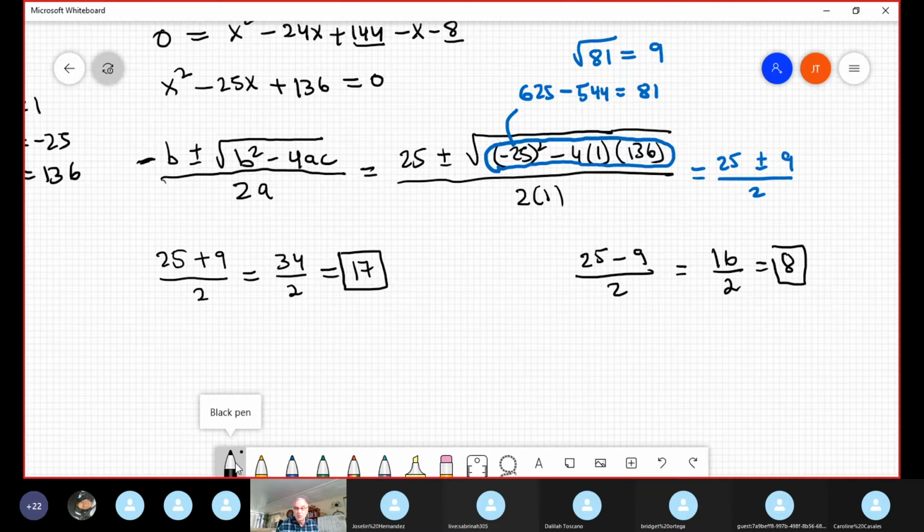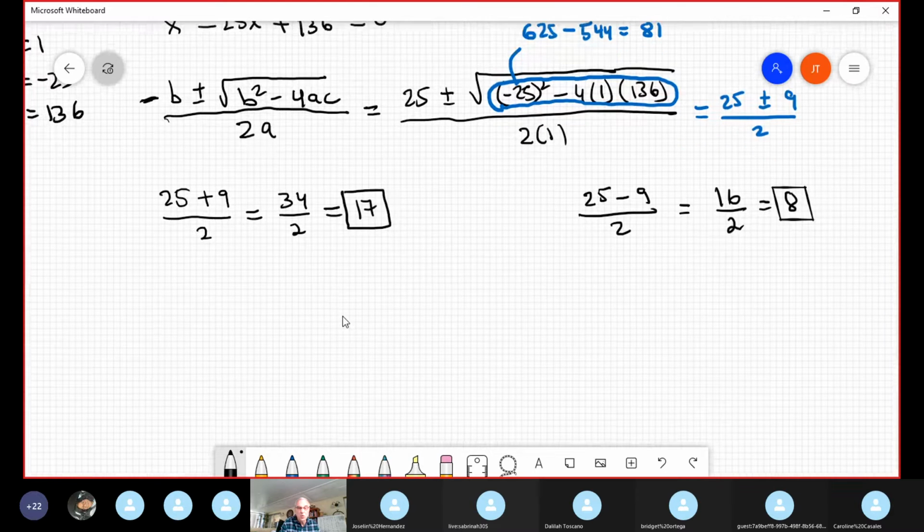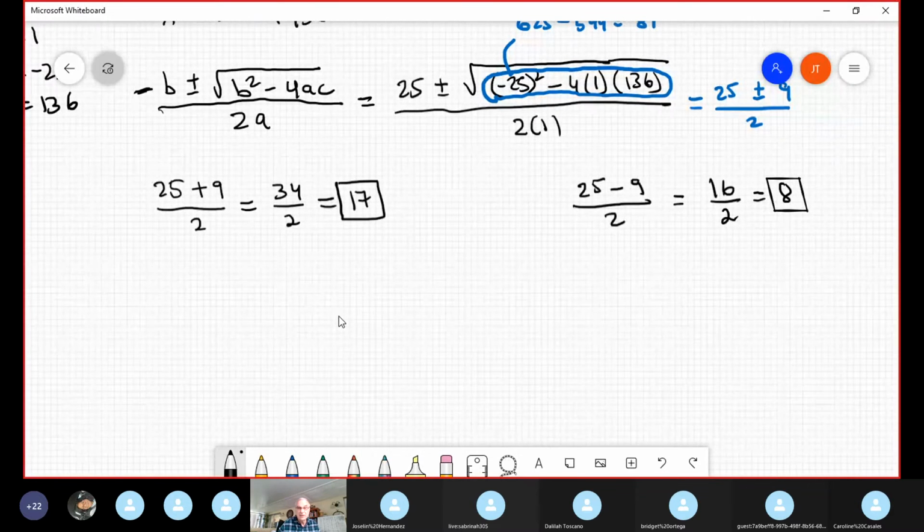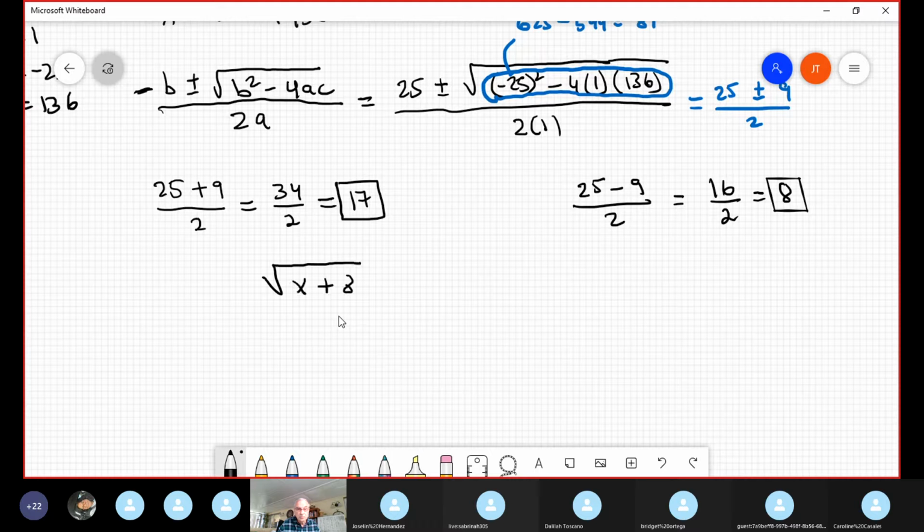And that's it. I gotta go. Did I finish? No. Why not? Because in a radical equation, checking is mandatory. Checking who? Checking 17 and 8 in the original equation. I want to copy the original equation again. The original equation was the square root of x plus 8, plus 12 outside the radical, equals x. This is my original equation. I need to check.